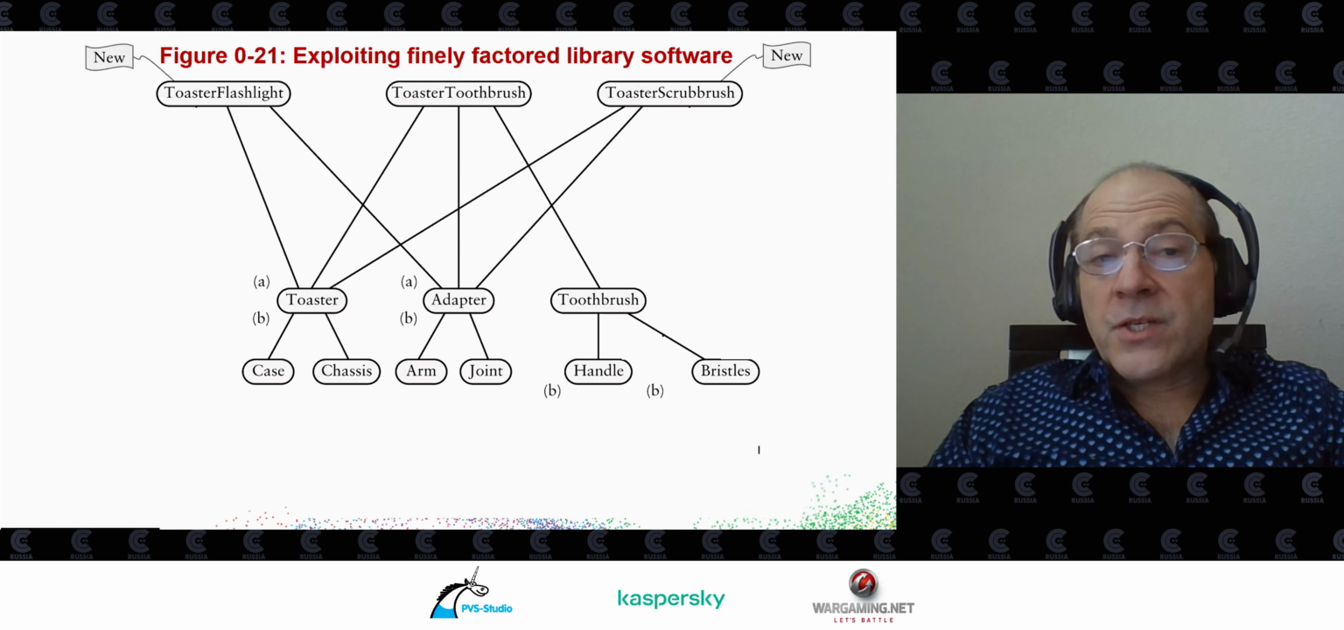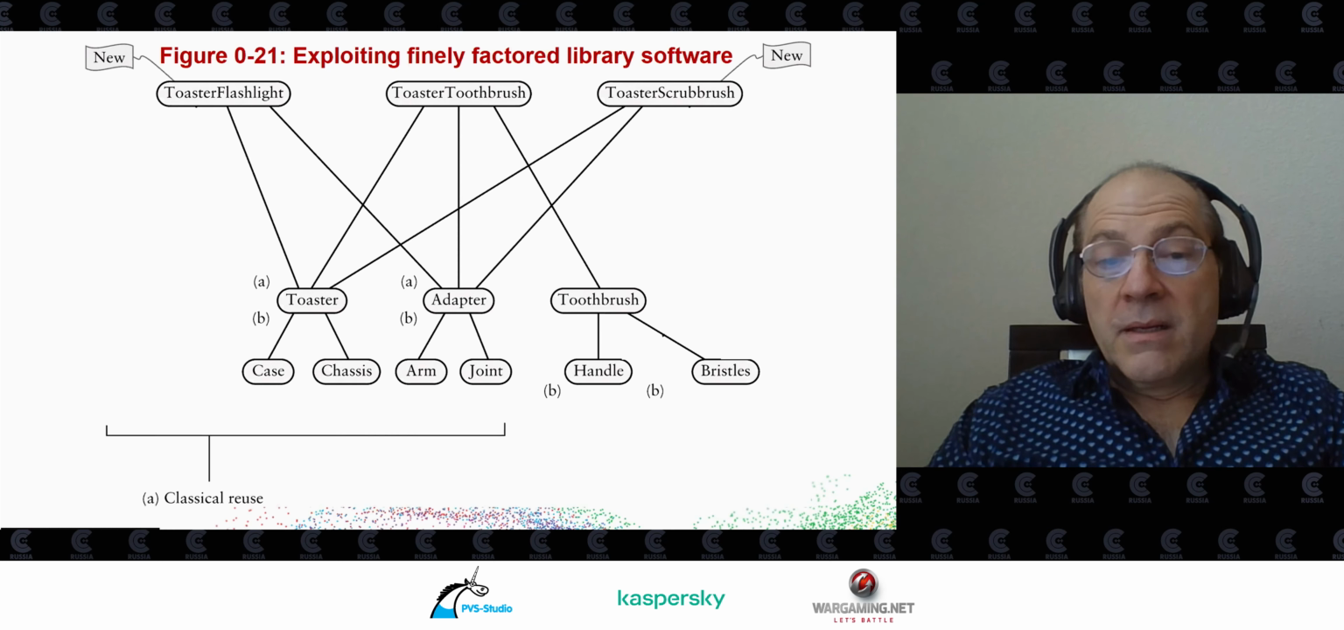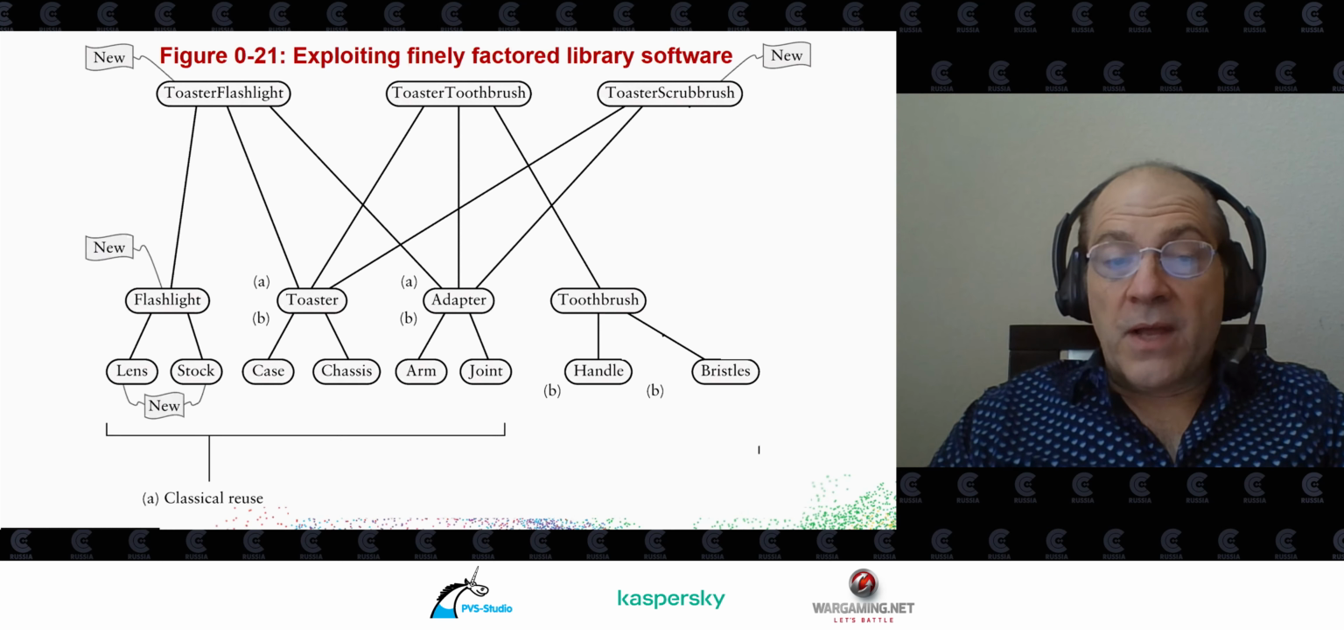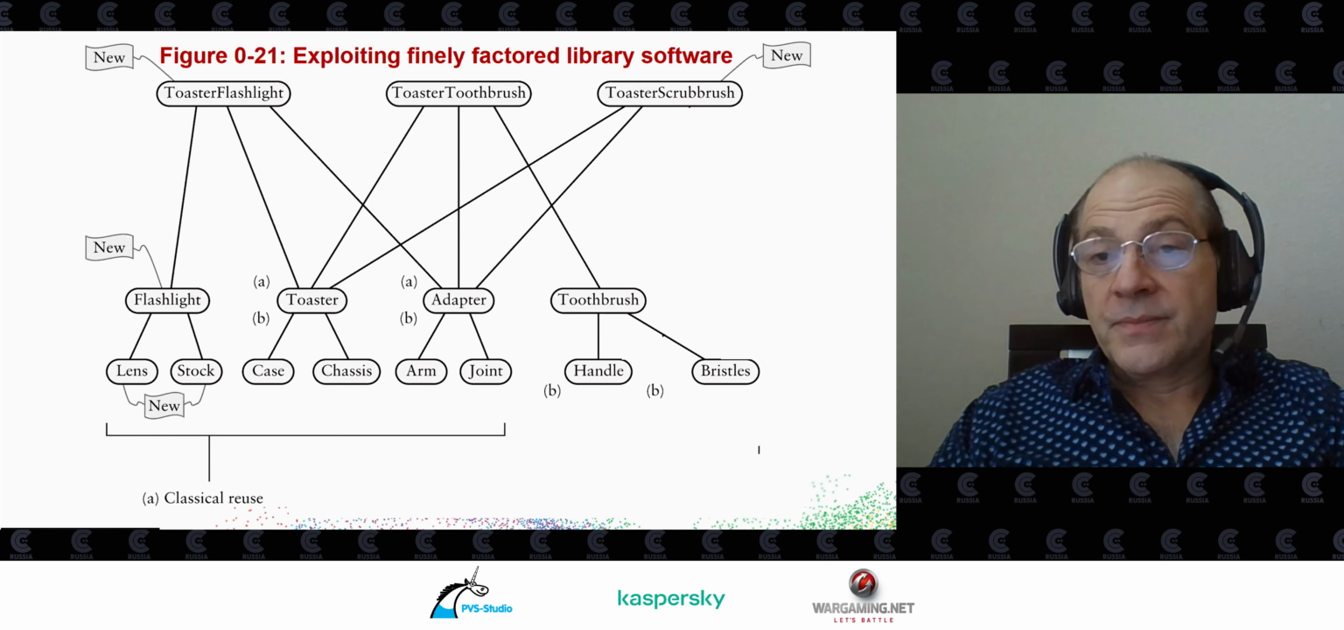All right, so imagine now we wanted to create a toaster flashlight. How would we do that? Well, this is classical reuse because we'll need a flashlight. So here's the flashlight. It consists of a lens and a stock. The toaster flashlight reuses the flashlight, reuses the toaster, and reuses the adapter. The flashlight was created for the purposes of the toaster flashlight, but the flashlight is nonetheless reusable.